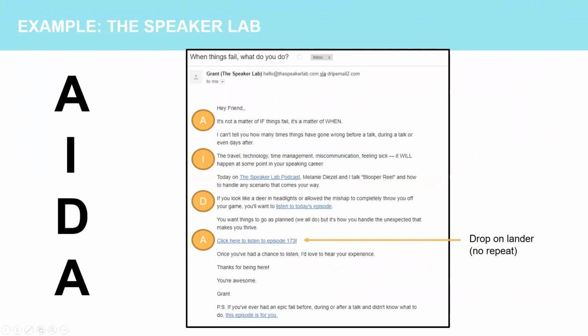And then he agitates my desire. Okay, if you look like a deer in the headlights, and I do look like a deer in the headlights, Grant, I'm so glad you know me enough to say that, then you want to listen to today's episode. So he calls me to action right in the same time he's asking me for desire.